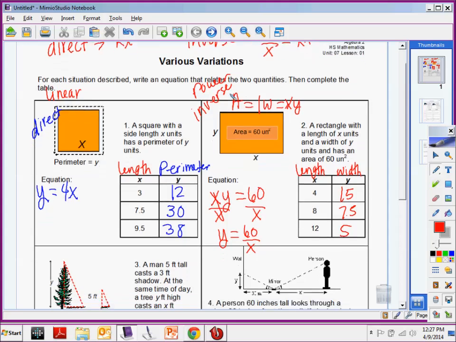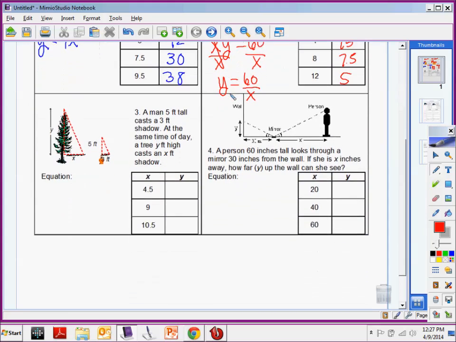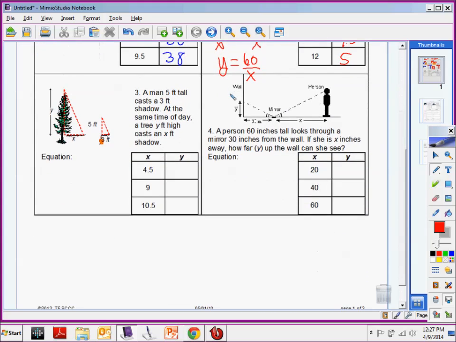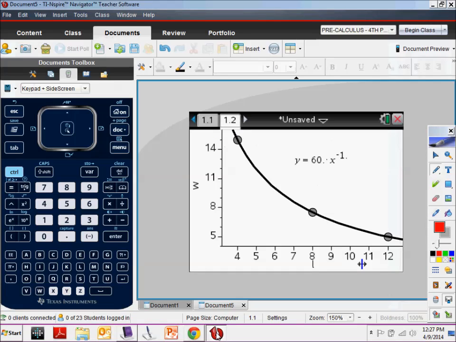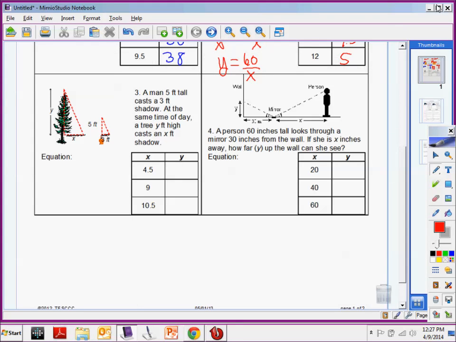Did we not get 60 divided by x, or 60 times x to the negative 1 power? Yes, that's 60 times x to the negative 1, and that's the same thing as 60 divided by x. When you have a negative exponent, it goes downstairs. Okay, so those are the little tricks I'm going to show you with the calculator.